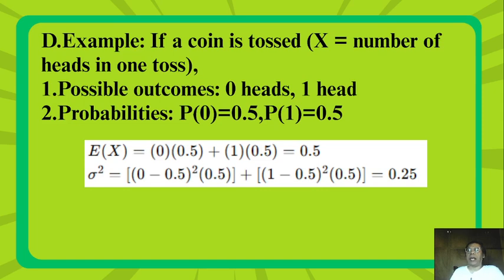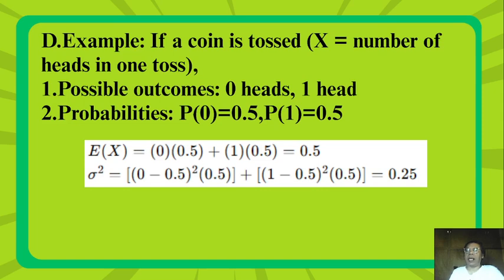Example: if a coin is tossed, x is the number of heads in one toss. So the possible outcomes are 0 heads and 1 head. The probability of having 0 heads is 0.5 and the probability of having 1 head is 0.5.